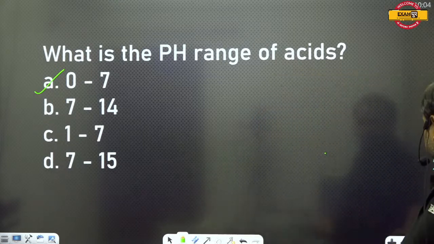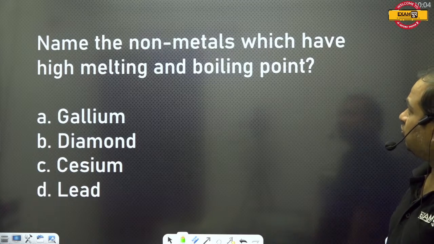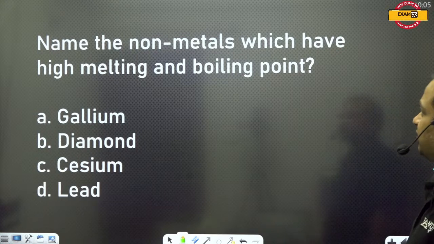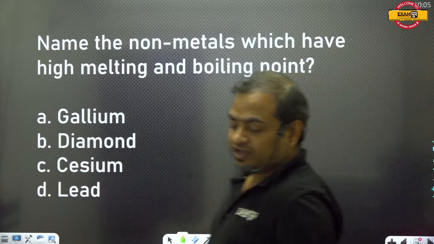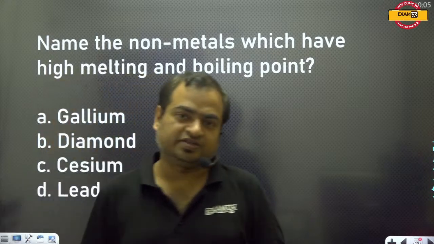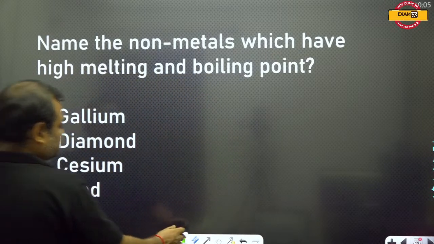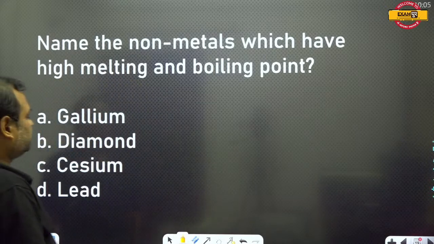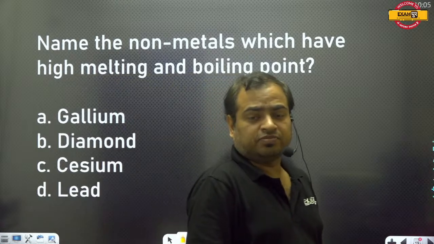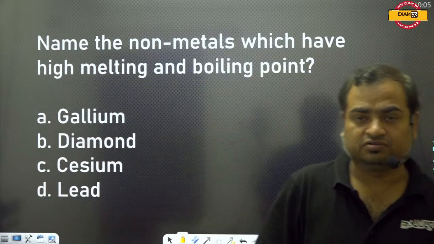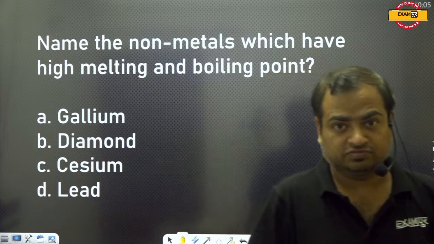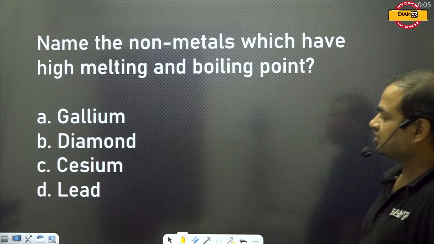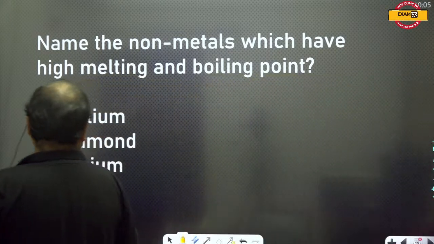Name the non-metals which have high melting and boiling point. Gallium, diamond, cesium or lead, which one is correct? The non-metal which is very hard is very difficult to melt also. So the correct answer is, I think, carbon.